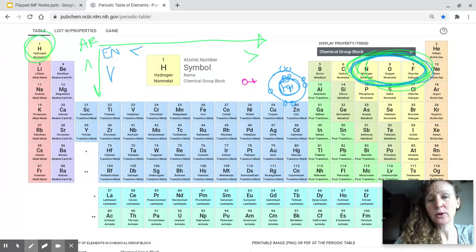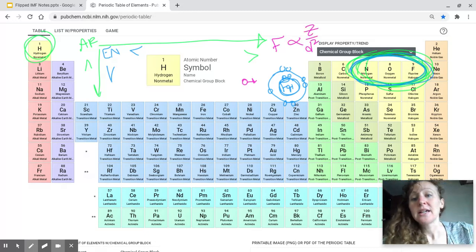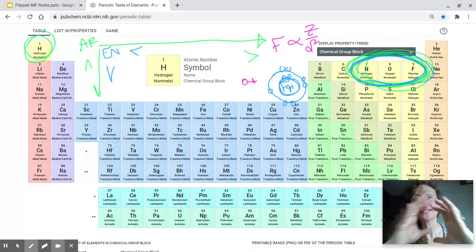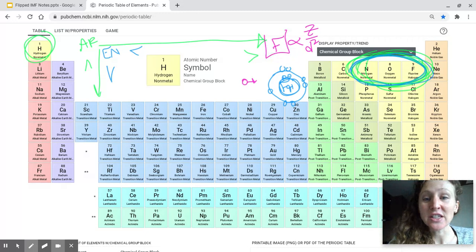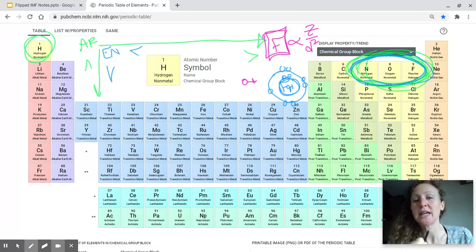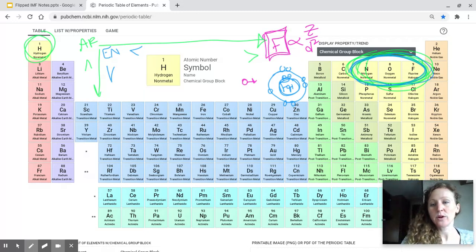And remember, if we're talking about Coulomb's law here, the force of attraction is proportional to the number of protons. That's Z, the nuclear charge. It's also inversely proportional to distance squared. So as distance gets smaller and protons get bigger, we get this giant force of attraction that is unusually high. Now we're taking these elements and pairing them with hydrogen.